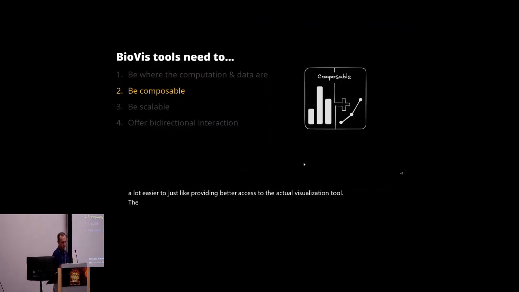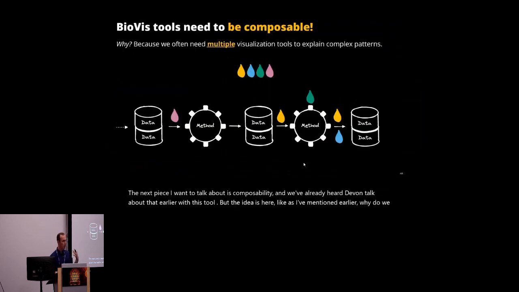The next piece I want to talk about is composability. And we've already heard Devin talk about that earlier with this tool Loon. But the idea is, as I've mentioned earlier, why do we need this? Well, as I showed you in the OZ demo, and you all know from your own work experience, a single plot almost never works, right? We need multiple interlinked plots to explain the complexity of biology. And that means we need multiple tools. If we have a setup like this, where we have all the tools and maybe we can already apply them, but we still have to go back and forth, open one tool, go back to another one, do something else. They're disconnected, right?